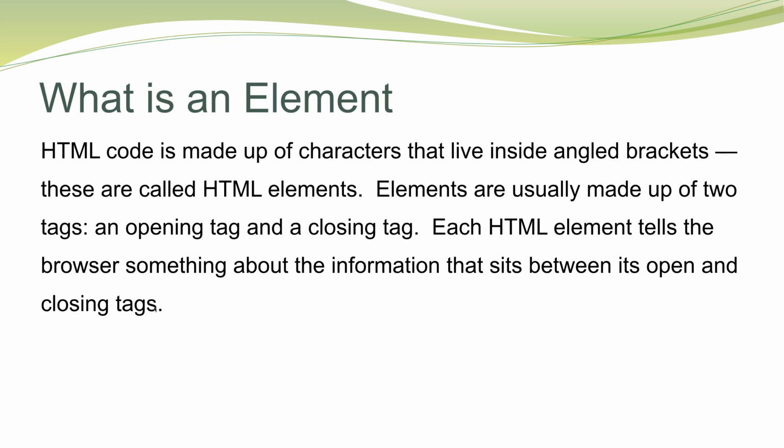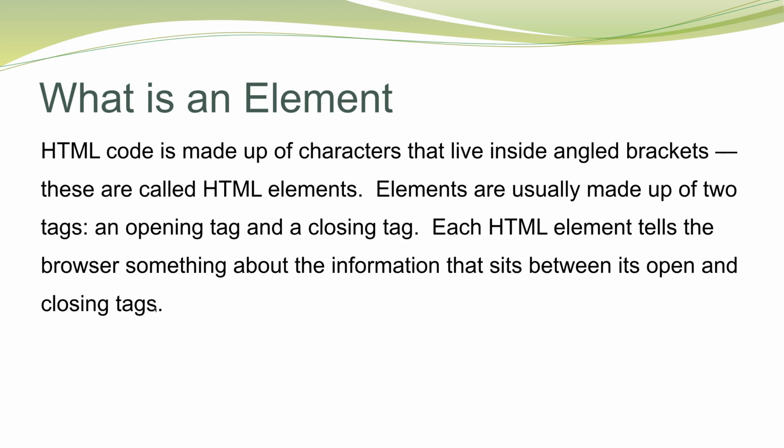HTML code is made up of characters that live inside angled brackets. These are called HTML elements. Elements are usually made up of two tags, an opening tag and a closing tag. Each HTML element tells the browser something about the information that sits between its opening and closing tags.